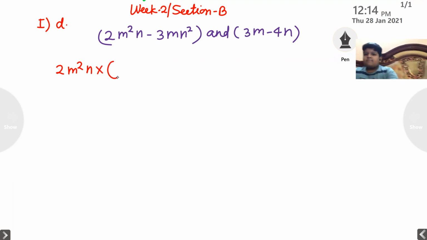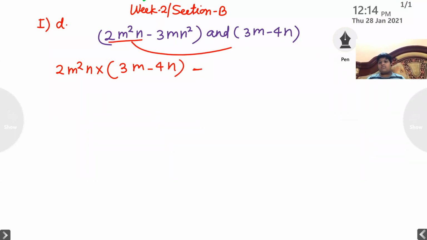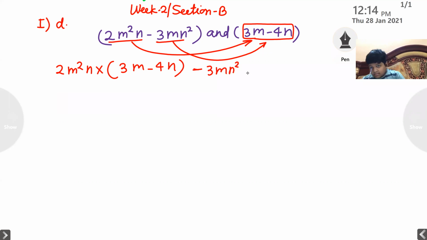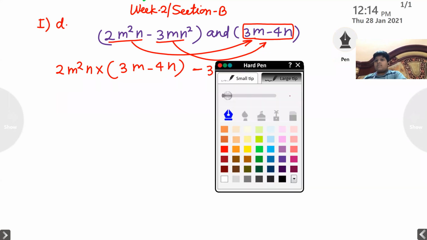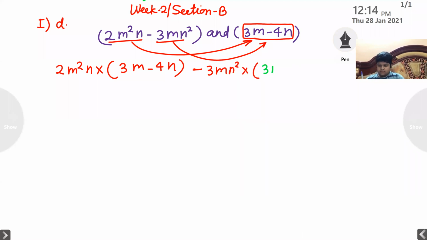into first expression I want to multiply with complete second expression. First term I want to multiply with second expression. What is second expression here? 3m minus 4n. Minus, first term multiplication completed. Again second term, whatever second term is there, I want to multiply with again second expression. Minus 3mn square into 3m minus 4n.